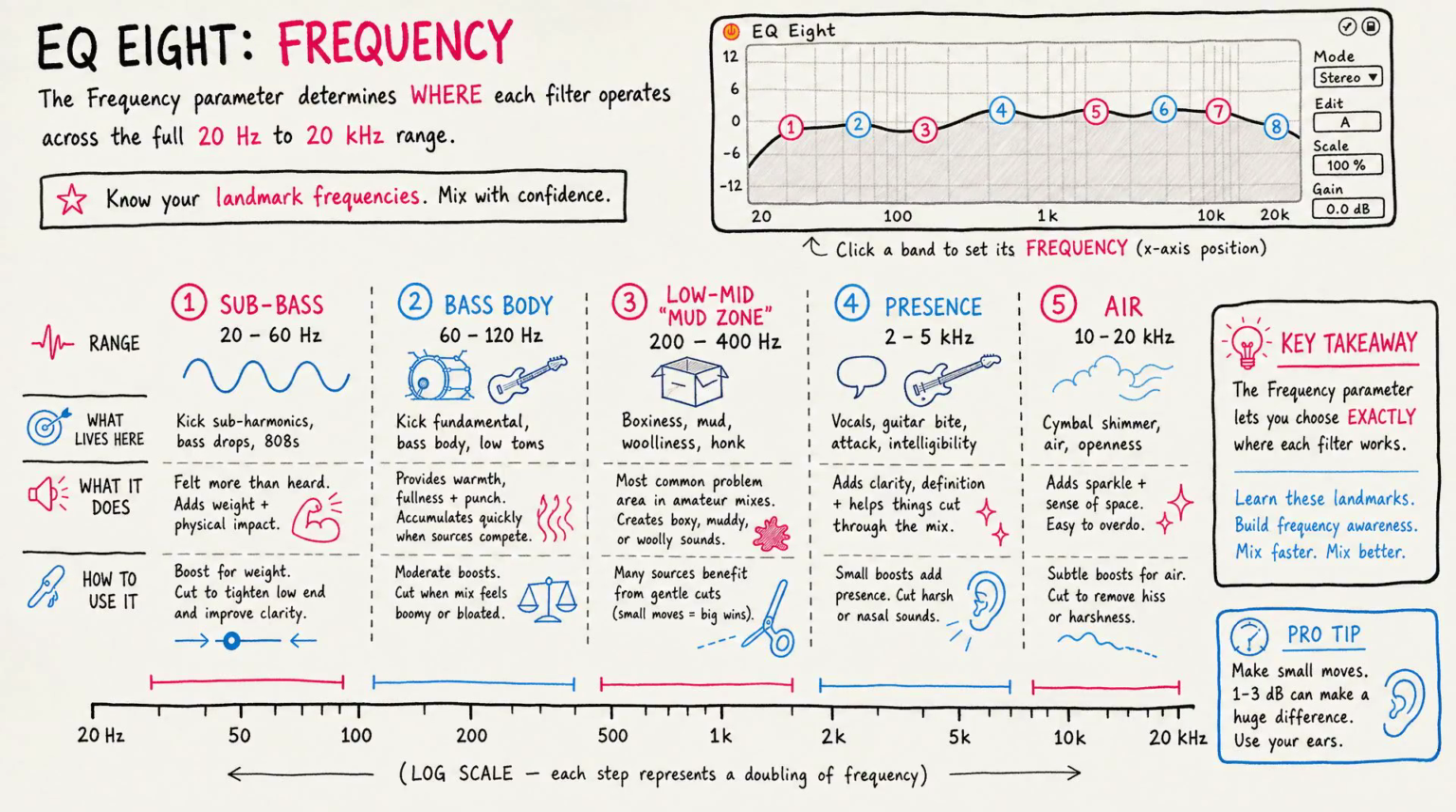Bass body, 60 to 120 Hz, is the fundamental punch of kick drums and the meat of bass instruments. This range provides warmth and fullness but accumulates quickly when multiple sources compete.